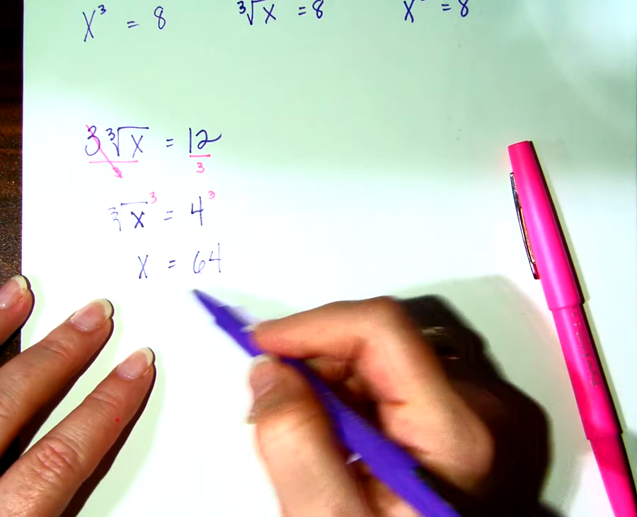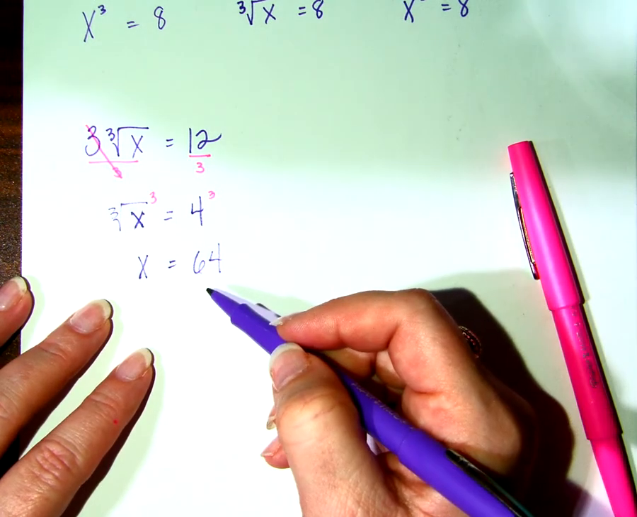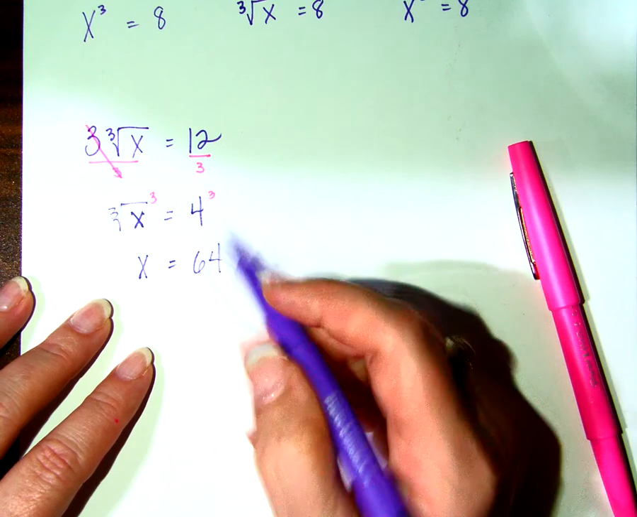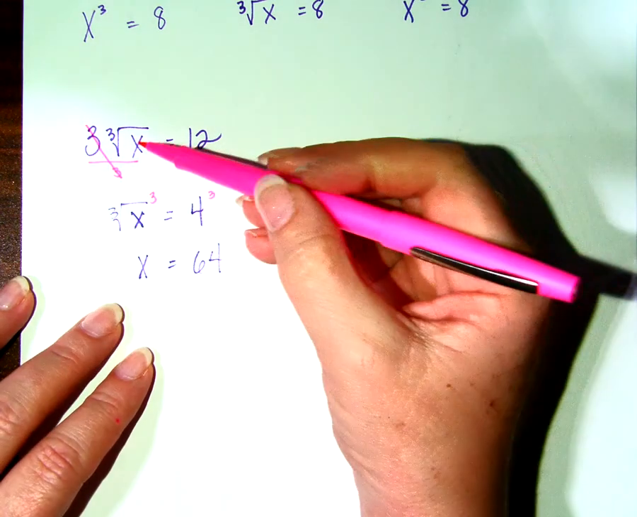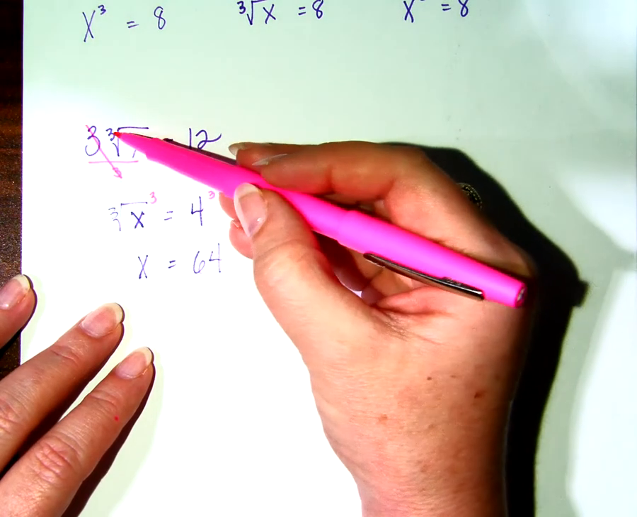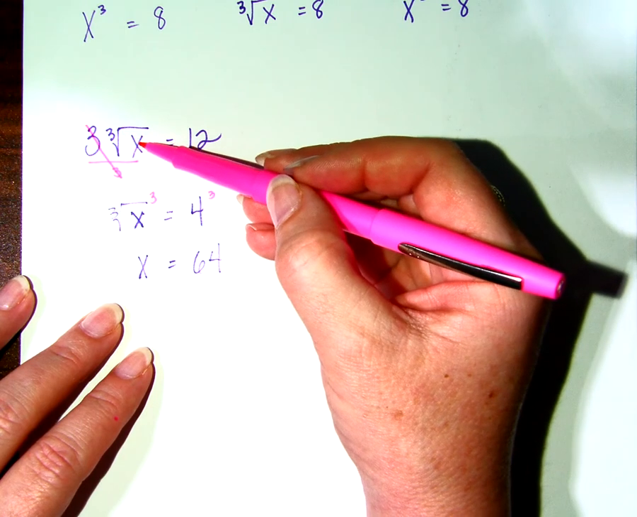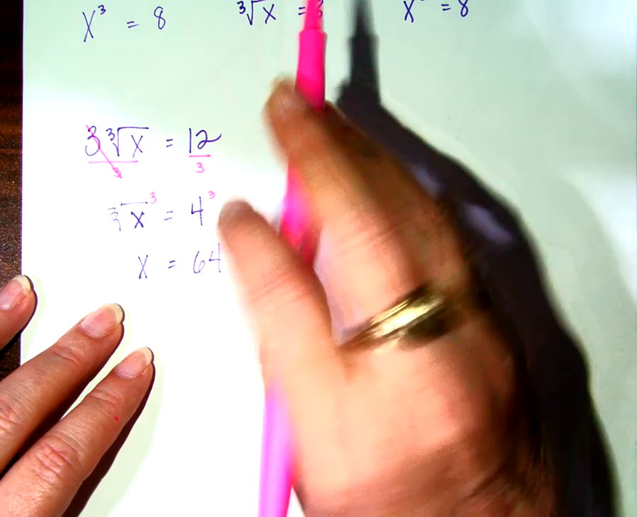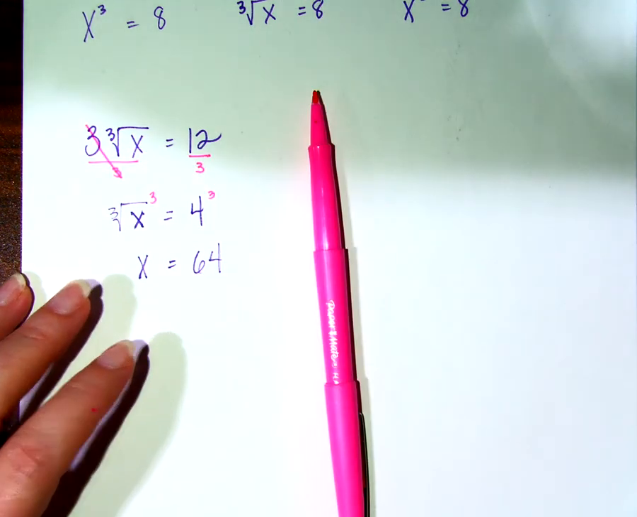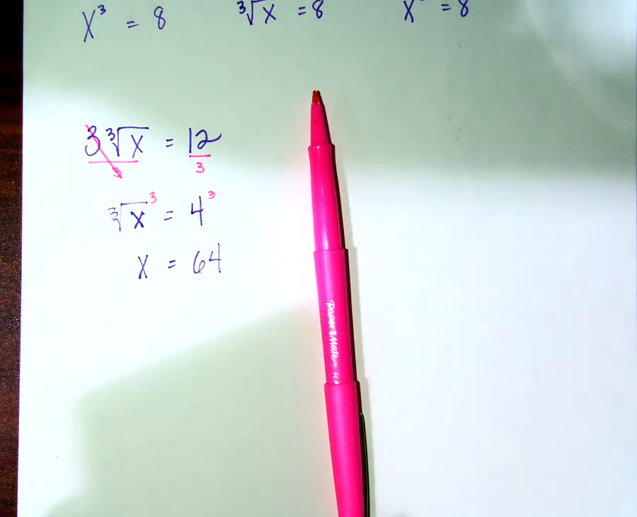Okay? Is this the right answer? It's not? Oh, we should plug it in? Okay, so if I plug it in, 64. Okay, so the cube root is 64. Do you know how to do the cube root in your calculator? Can I show you real quick, just in case you don't?